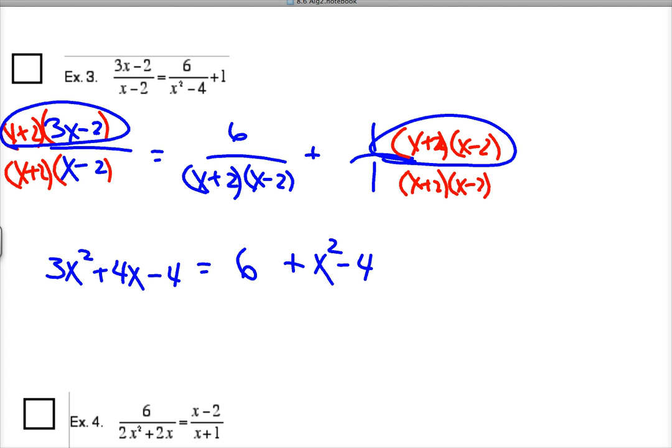That's quadratic. We solve quadratics by making it equal 0. And then we can do quadratic formula or hopefully factoring. So, well, first off, let's change 6 minus 4 into just 2. So I've got x squared plus 2 on the right because 6 minus 4 was 2. So I'm going to minus over the x squared. 3x squared minus x squared is 2x squared. I'm going to minus the 2. And there's my quadratic, 2x squared plus 4x minus 6.